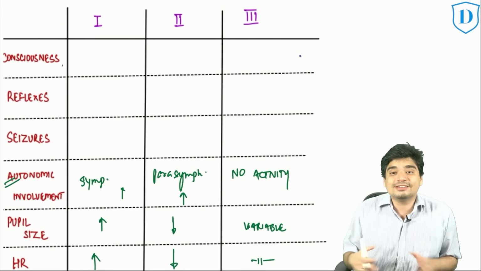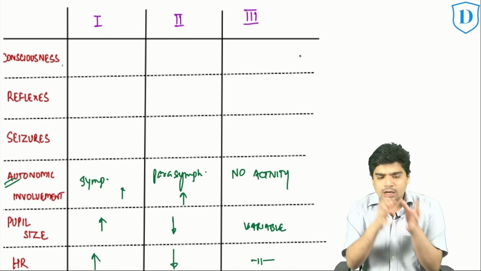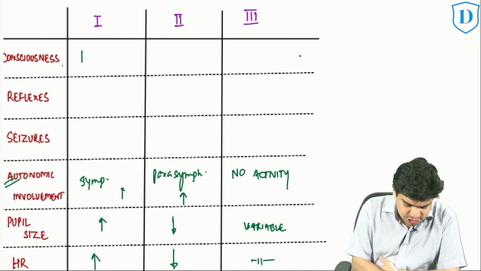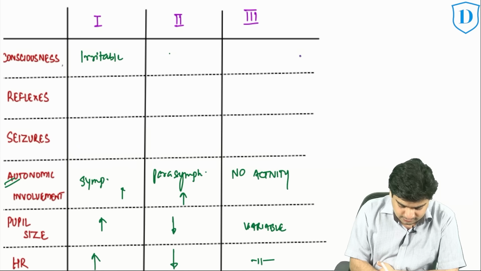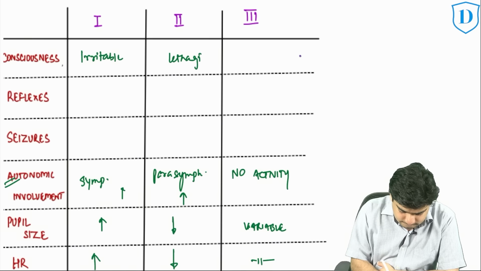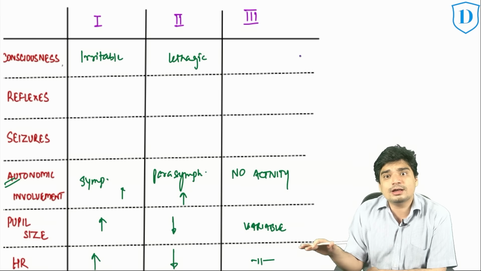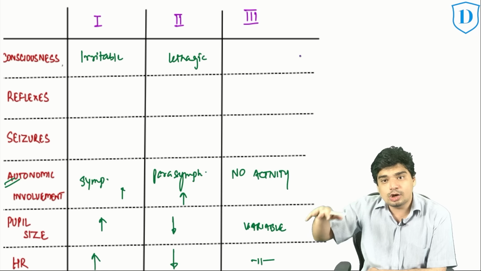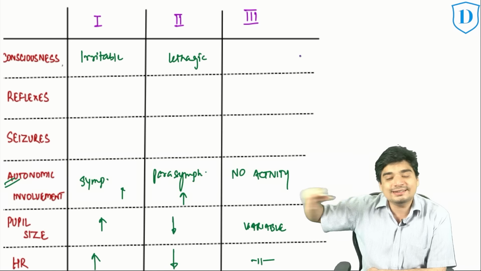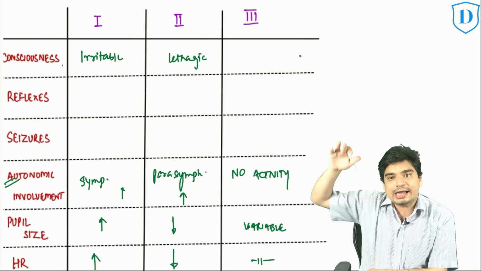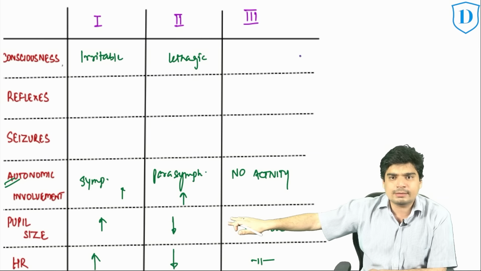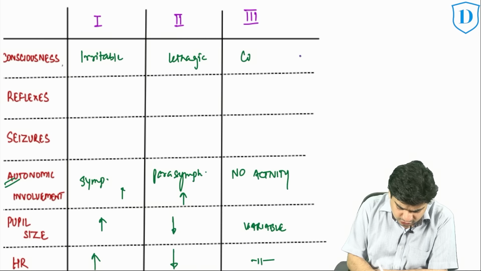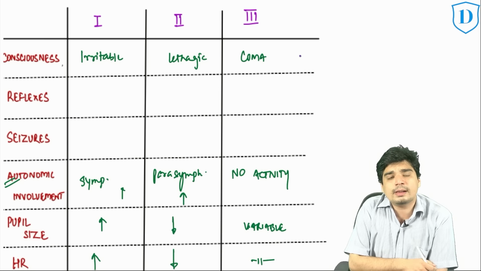If I come to consciousness, again, crying child, non-crying child. Initially, in stage 1, child is irritable. In stage 2, child is lethargic. And in stage 3, brain dead. High, low, nothing. This is the pattern of staging of HI. High, sympathetic overactivity, low, nothing. Stage 3 is basically a brain dead kid. So in stage 3, consciousness, child will be comatose. He will be having coma.